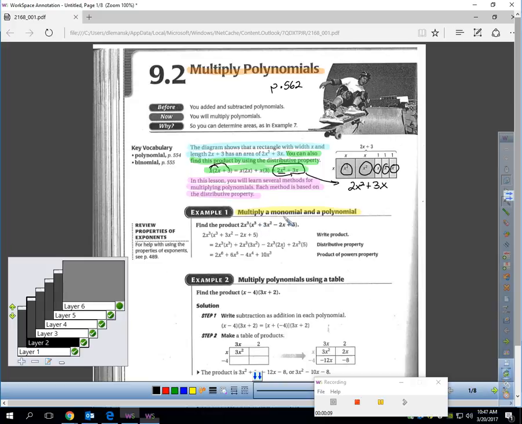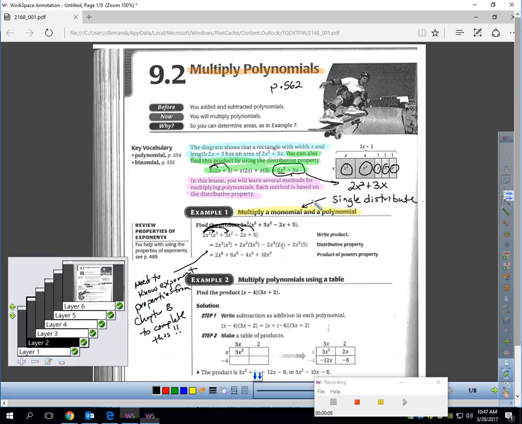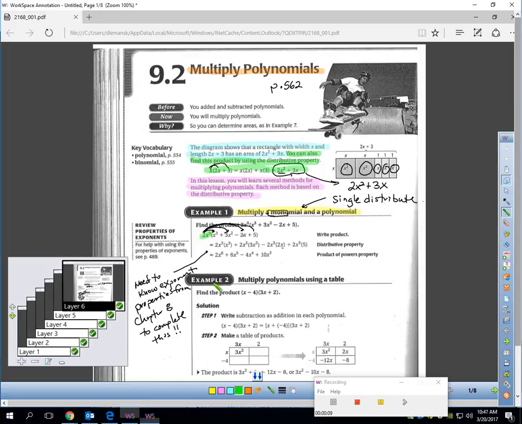Let's talk about multiplying a monomial and a polynomial. Now remember, monomial means single or one. Mono is one. So when I see a monomial, I normally think of, and you're not going to see this in the book, I think I'm going to single distribute. I have one thing to distribute through. So let me look at this here. I'm going to take 2x cubed and I'm going to distribute it with x cubed, with 3x squared, with negative 2x, and with 5. Now I'm calling it single distribute because I only have one term, 2x cubed, that I got to distribute through.